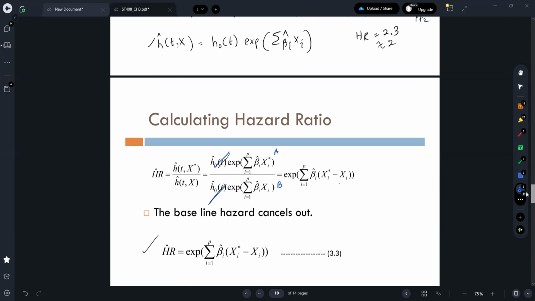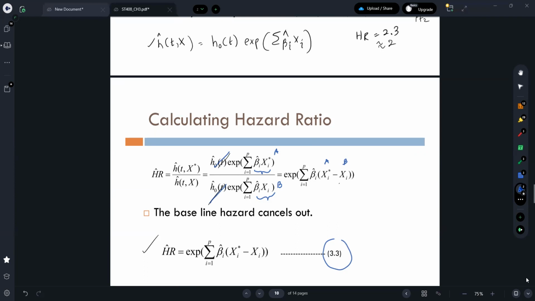So rather than writing exp of the sum of beta_i x_i divided by exp of the sum of beta hat_i x_i, what you can do is take the common base exp and subtract this part by this part. So you have beta_i hat common, which you got from the model. So it will be just x_i star minus x_i, that means the value for patient A minus the value for patient B. So these calculations become very, very easy actually. Easier than you think when you look at these equations. So the baseline hazard cancels out and the hazard ratio becomes equation 3.3. That is what we are going to use from the built model. Okay.